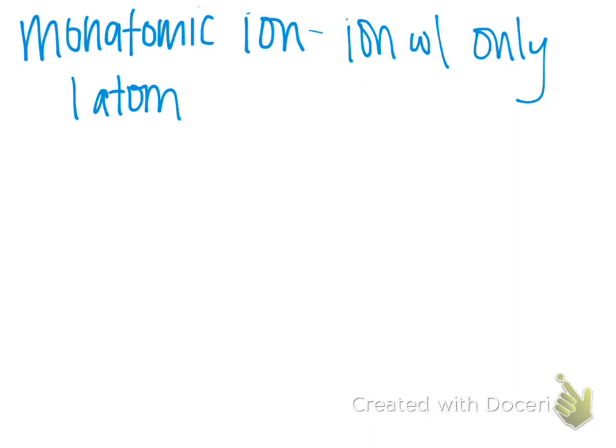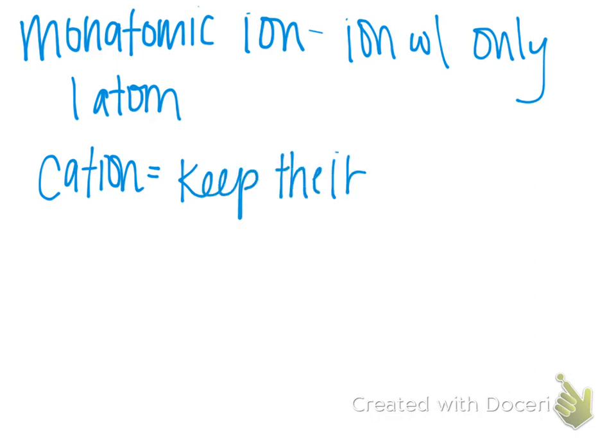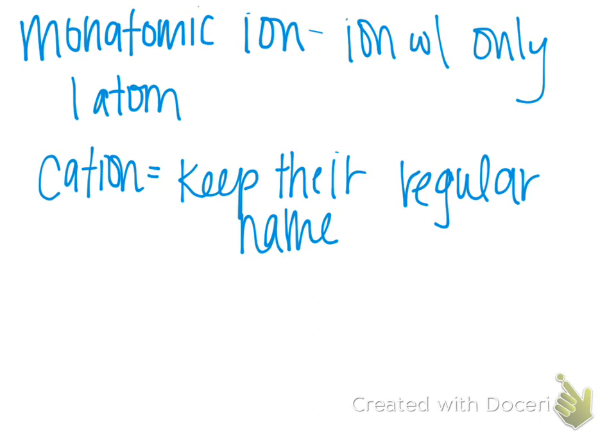And there are ways to name monatomic ions. So to name a cation, they get to just keep their normal name. So cations keep their regular name. If I was looking at naming this molecule, I know it's an ion because it's got its charge demonstrated there, and it would still just be called hydrogen.